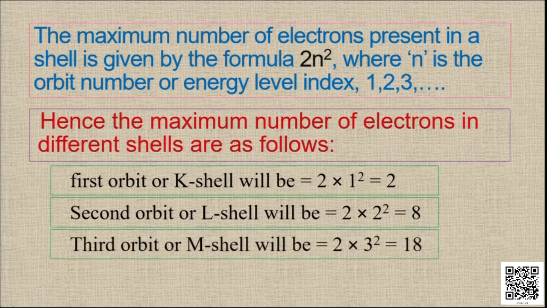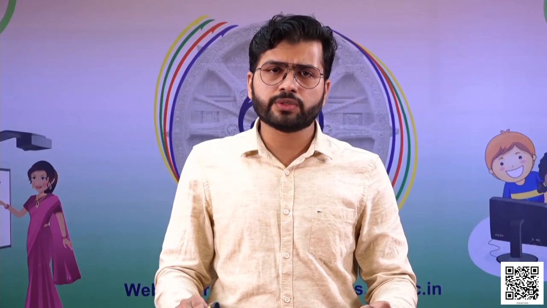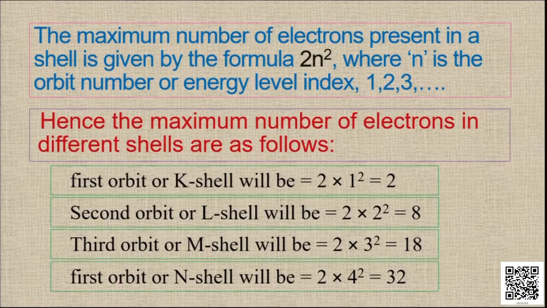For the third orbit or M cell, the formula 2n square, 2 into 3 square, that will be 18 electrons. And for the fourth cell or N cell, that will be 2 into 4 square, that is 32. So let us summarize how many maximum electrons can be accommodated in a given cell. For K cell it is 2, for L cell it is 8, for M cell it is 18, and for N cell it is 32.